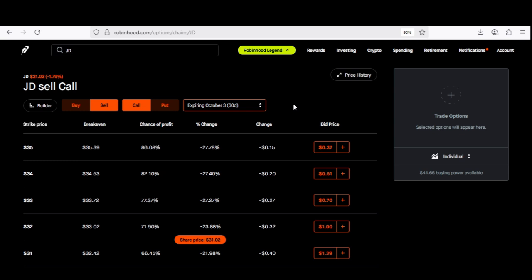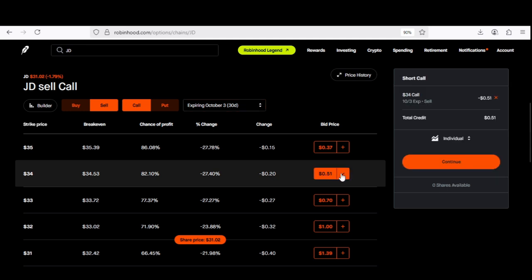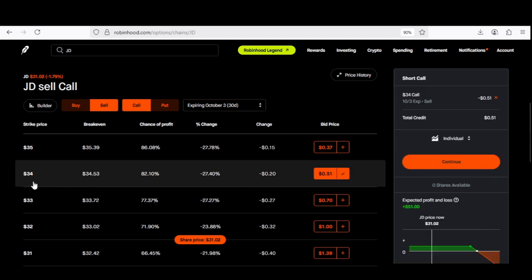Now that we have our sell, our call, and our monthly expiration date, I'm going to go ahead and choose my strike price. The strike price I'm going with is the $34 price right here. Let's select that one. With the $34 strike price, I have a chance of profit of around 82%.